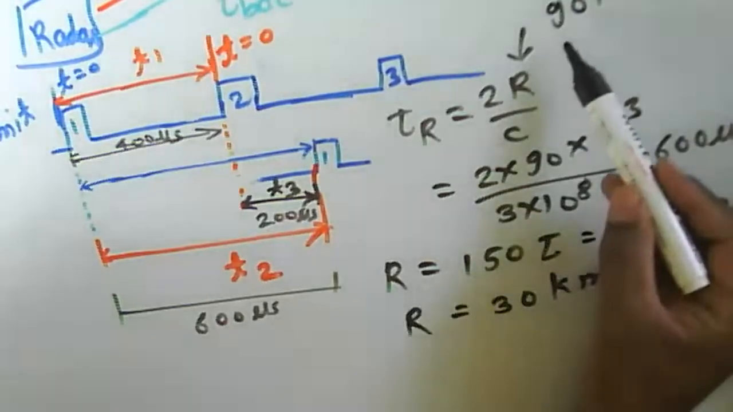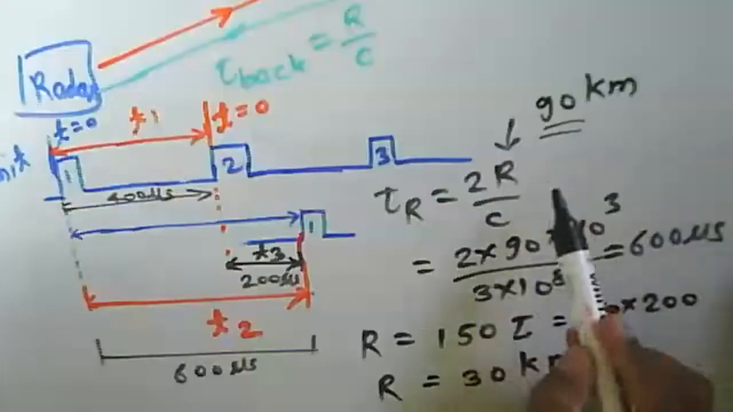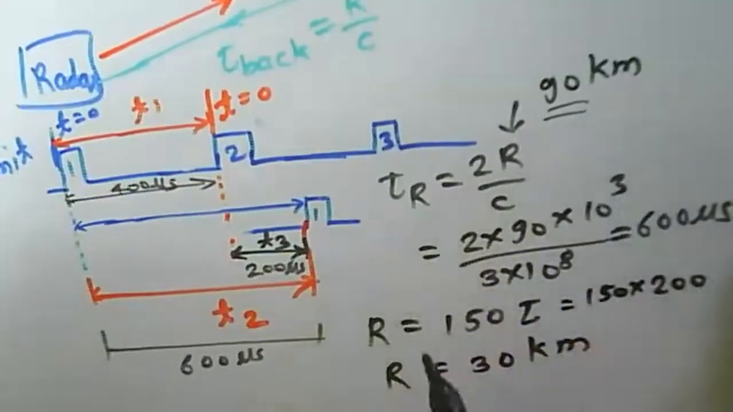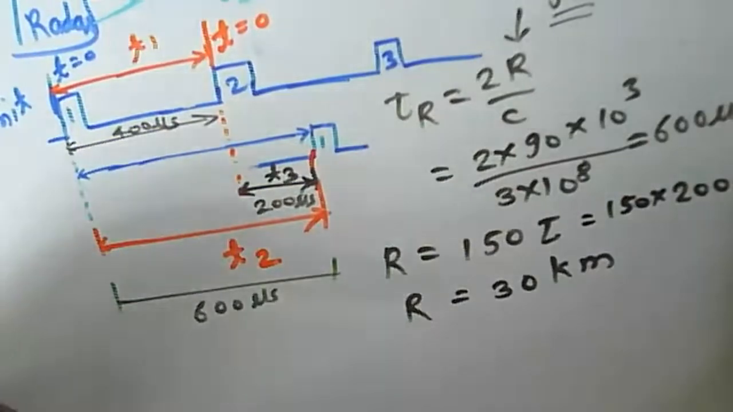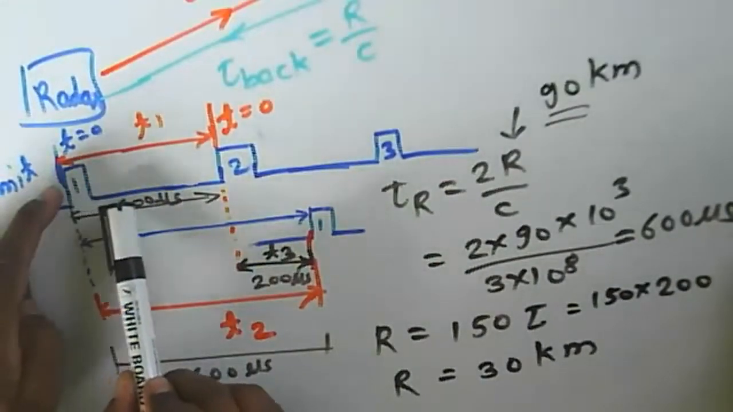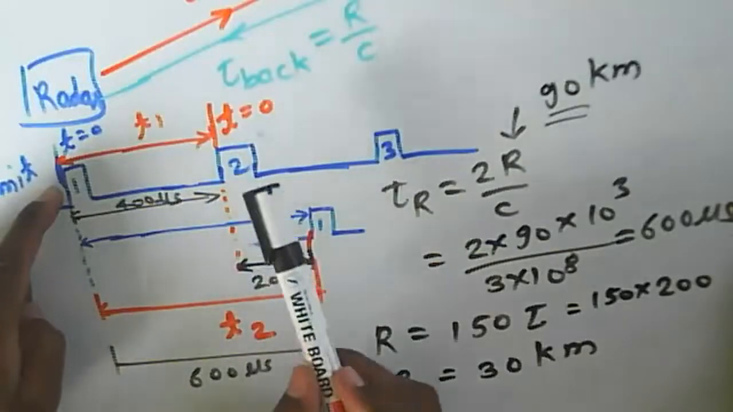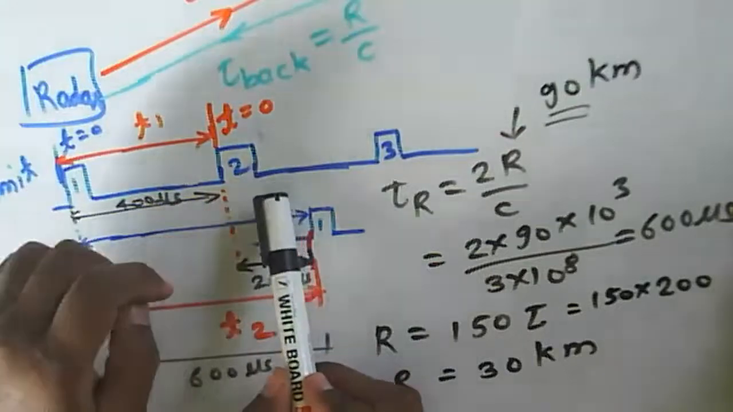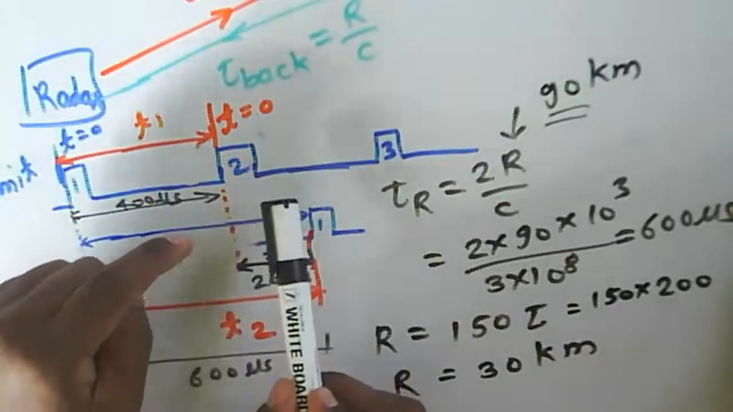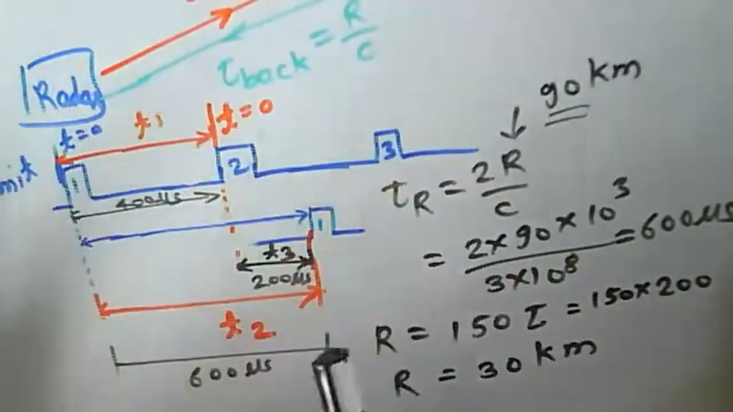So here we say that the range is about 90 kilometers. But if we consider that pulse 1 is transmitted at t equal to 0, and we are not receiving pulse 1 before transmitting the next pulse, we are receiving pulse 1 after transmitting pulse 2. So that's why there will be the range ambiguity.